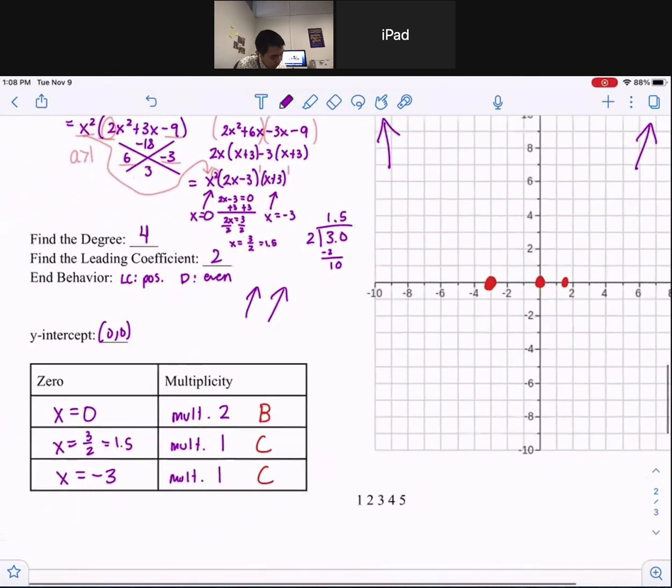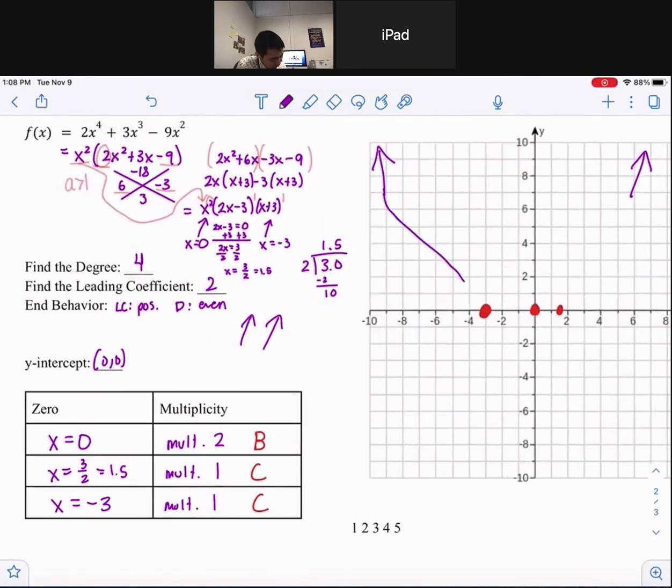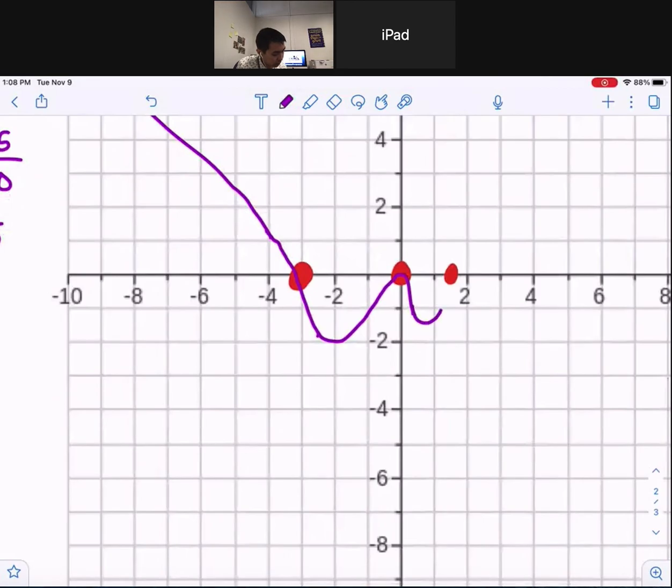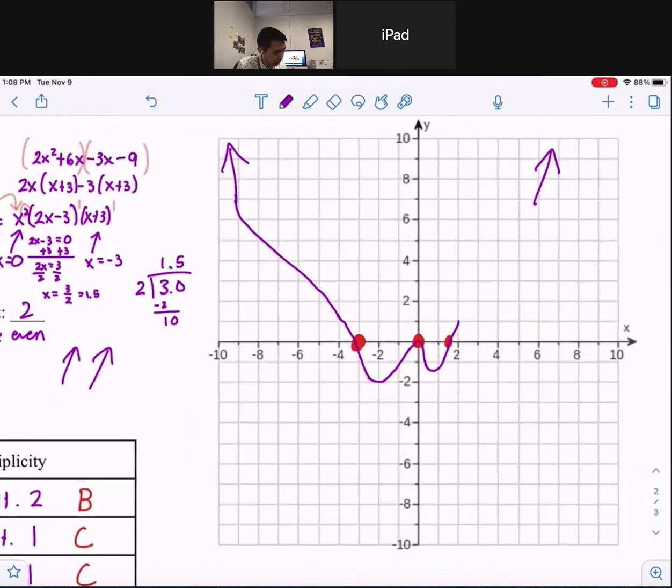So when we graph this, we are approaching at -3. At -3, you just go right through it. You just cross right through it. At x equals 0, it's a bounce. So you have to bounce off of that 0. So bounce. And then at 3/2, that's a cross. You just go right through that one. And there you go.